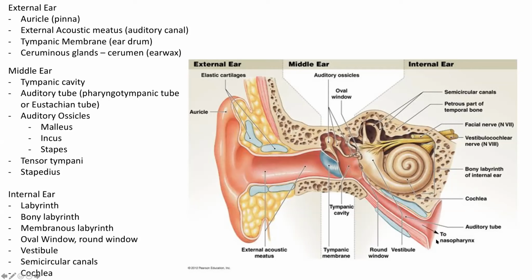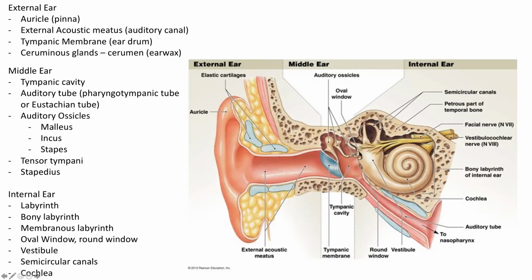But that's what happens here: when this opens, when you swallow, it equalizes pressure, or if there's some type of fluid that's built up here, it helps it drain out into the nasopharynx. Okay, so that's the middle ear. The middle ear ends when the stapes hits the oval window. And we'll talk about the oval window a little bit more.